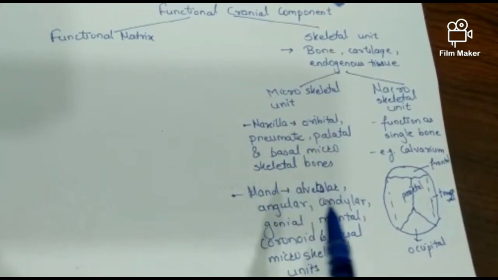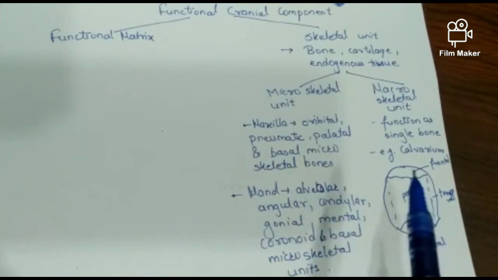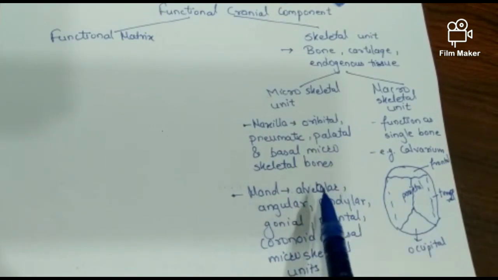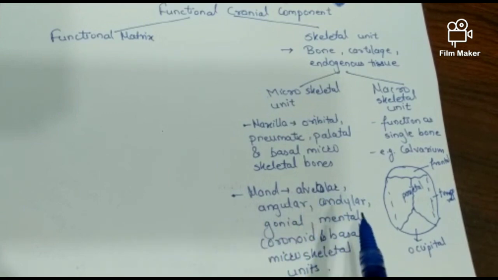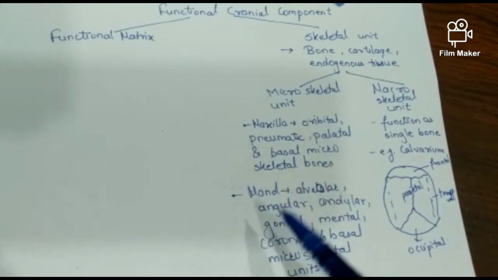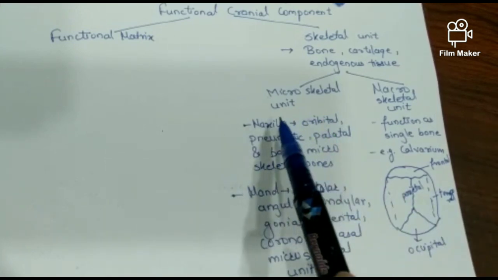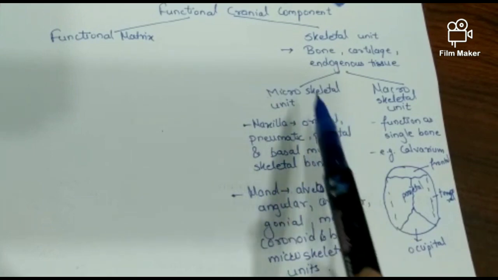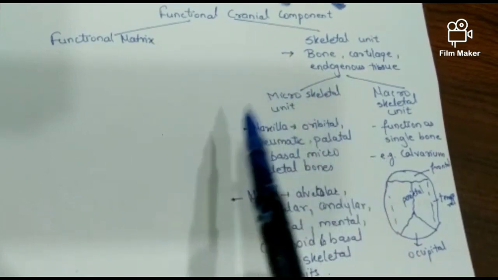Another example is the mandible, which is again formed by a number of micro units like alveolar bone, angular bone, condylar bone, gonial bone, mental bone. These all comprise the mandible and they all function separately to form the maxilla and mandible. Thus, they come under the microskeletal unit.